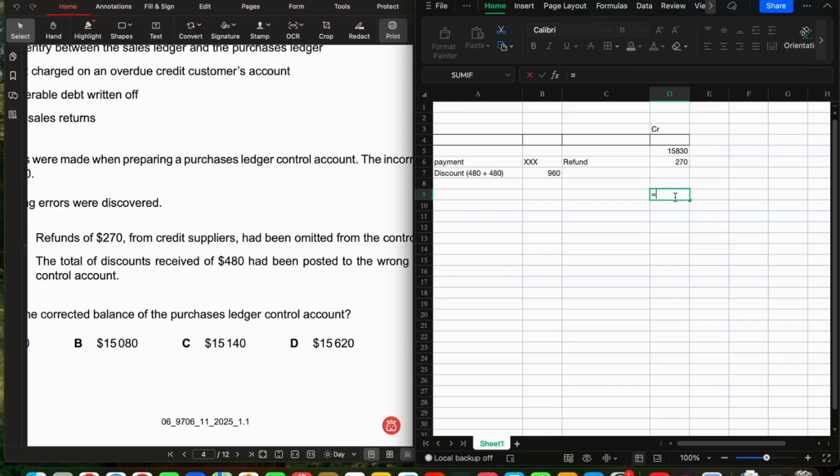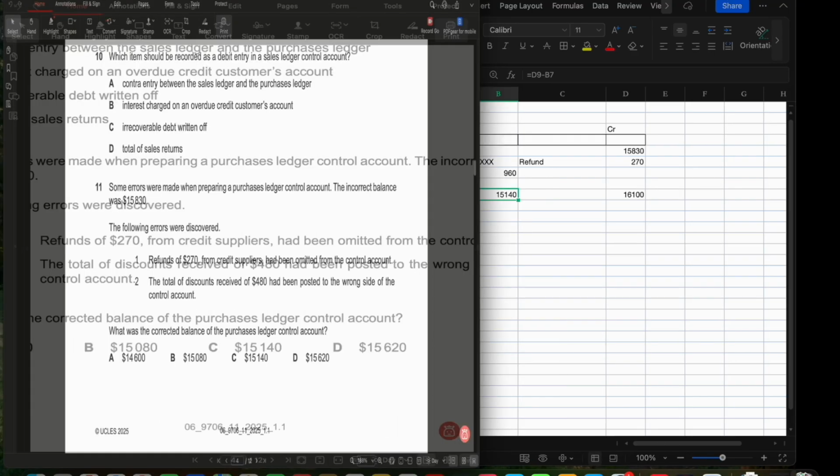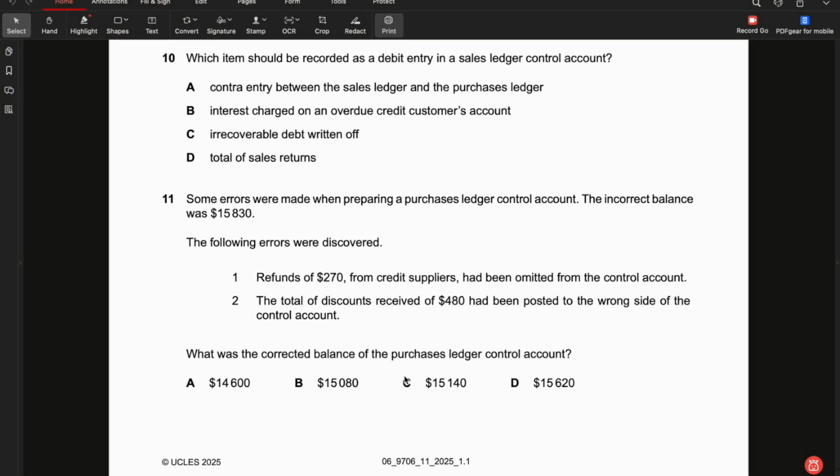So on the debit side, the total is this much, and the credit side total is 960. So let's find out the difference. The difference is this total minus this, and 15,140 is my correct balance. So option C is our correct answer for question number 11.